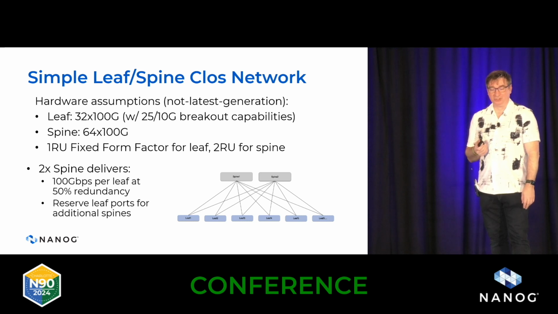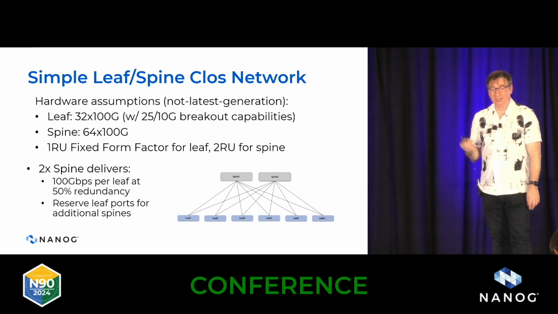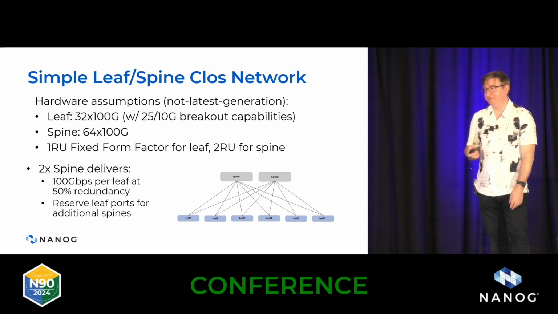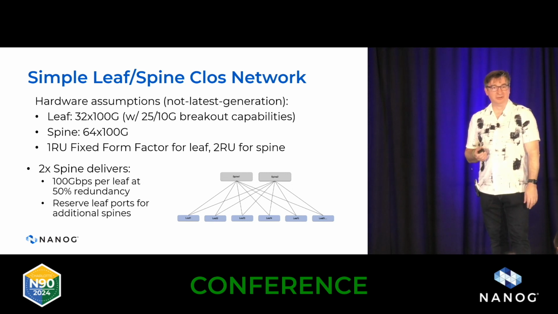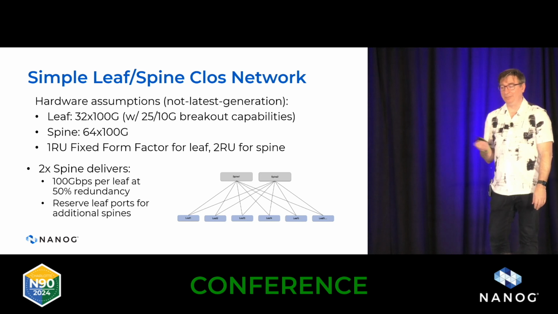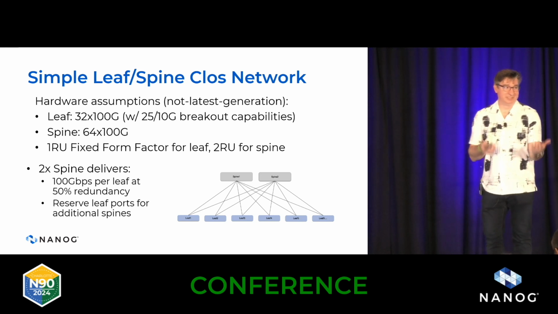And there are 2 rack unit 64 by 100 gig spines on the market that are all fixed form factor. 1 rack unit for your leaf, 2 rack units for your spine, and this is commodity hardware, but also the large vendors sell boxes with exactly the same capabilities, sometimes with their own chipsets and many times with the same merchant silicon.